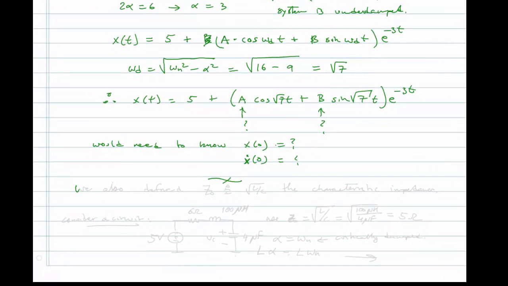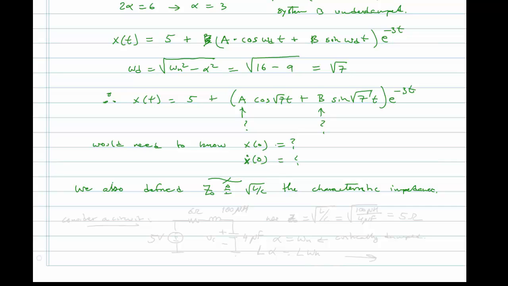Now, we also defined Z naught, the characteristic impedance. And this has a practical use as well. In the above example I just worked, you were given the differential equation, right? And no circuit, no system, no resistance, no inductance, no capacitance, or if it was a mechanical system, you weren't given any mass and spring and damping coefficient and all that. You just were given this differential equation.